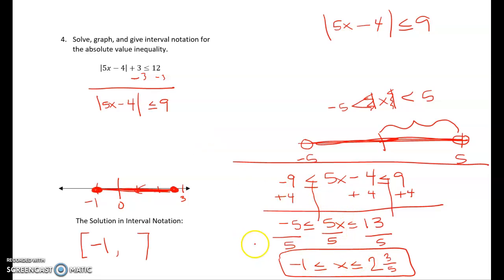Your mind loses track. Okay, 2 3/5, or in this case, I kind of like 13/5. I feel like it's a little neater. So we have -1 up to 13/5. We have a bracket around 13/5 again because it's a closed circle and it's including. So always go least to greatest, and then you have to decide brackets or parentheses.